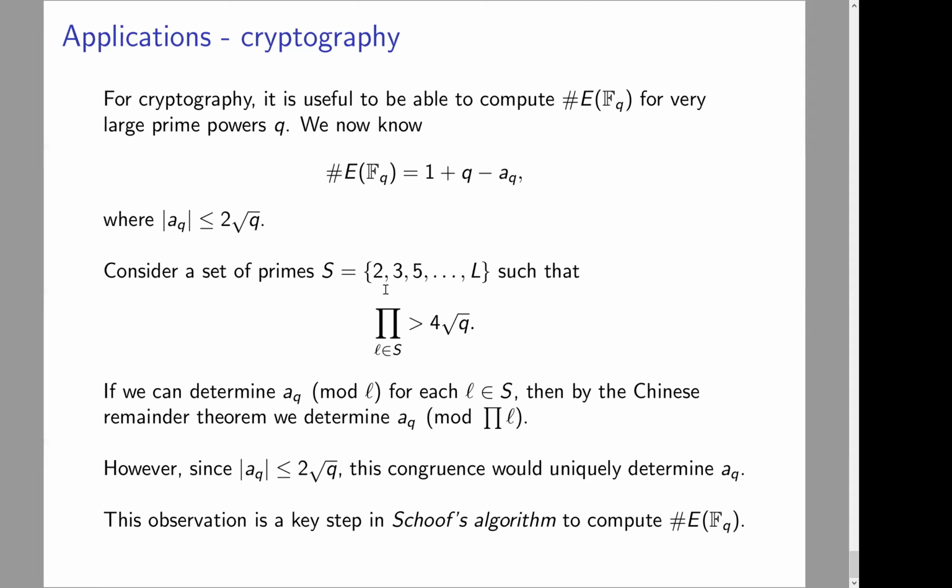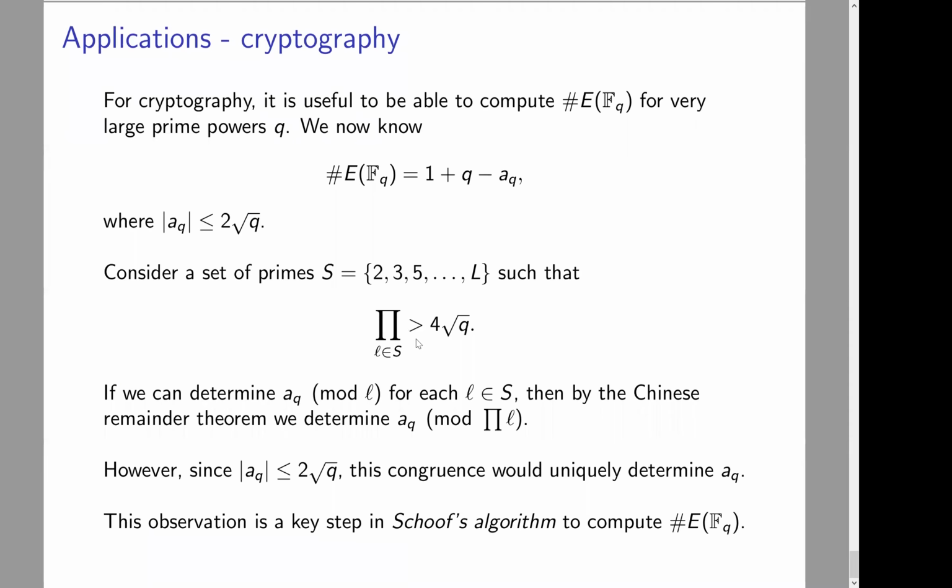So it suffices to calculate a_q mod l for a collection of primes l where their product, I'm missing an l here in this symbol, this equation should have an l before the greater than symbol, which product is greater than 4 root q. Because if you know a modulo l, you know it modulo all the products by the Chinese remainder theorem. And if that product is larger than this, and you know that a is only so large, then this congruence actually uniquely determines a_q and thus the point count. And this is a really important step of something called Schoof's algorithm, which calculates the size of this set.